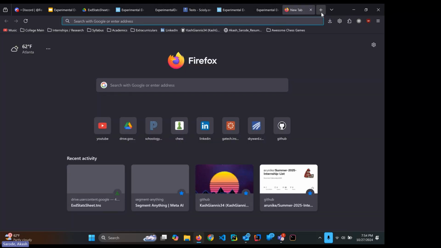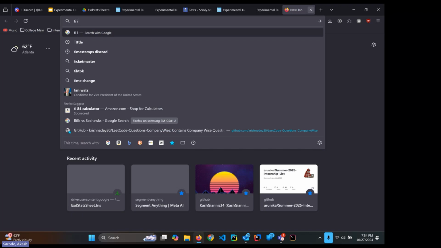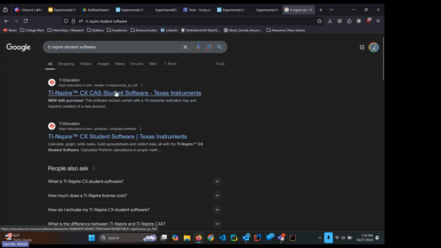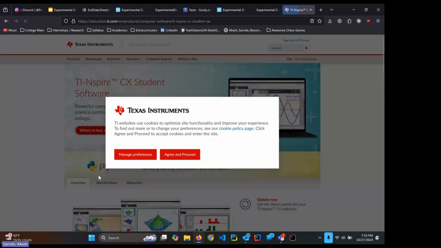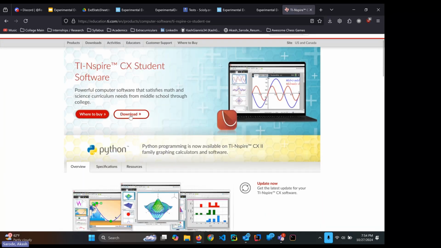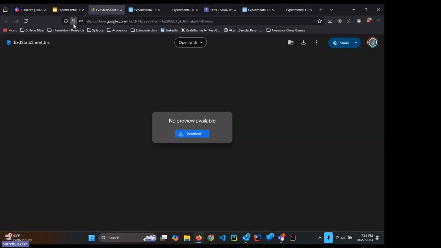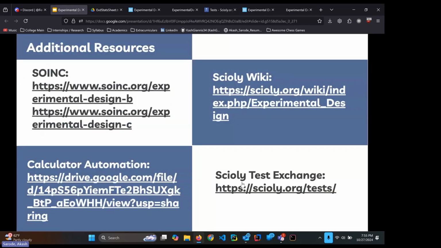And in order to upload it to your calculator, you plug your calculator into your laptop, and you use the TI Inspire student software. You can search up TI Inspire student software, and it's basically the first link or the second link. You can click download here, download it to your laptop, and use that to upload the file to your calculator. And yeah, those are pretty much all the resources.